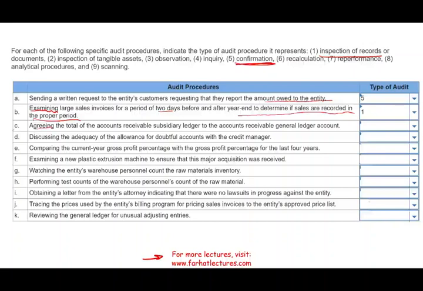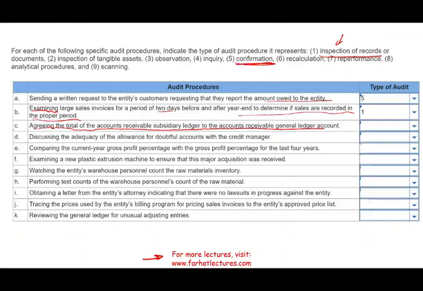C, agreeing the total of the accounts receivable subledger to the accounts receivable general ledger account. So here what you are doing is adding up all the subledgers. For example, you add up all the client's accounts, all their customers, say they have five customers, you add them up, it's $1 million. Then you look at their general ledger and make sure it's $1 million. First of all, are you doing any form of inspection? Yes, you are. When you are looking at the record, you're inspecting the record.